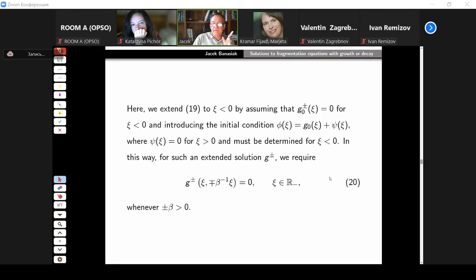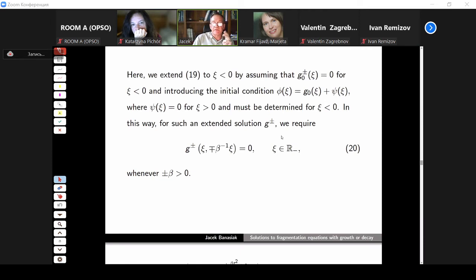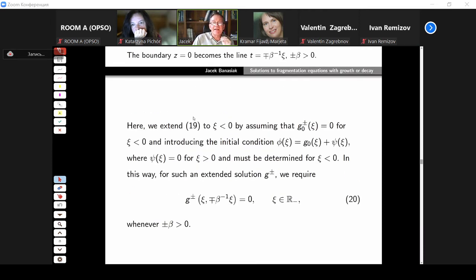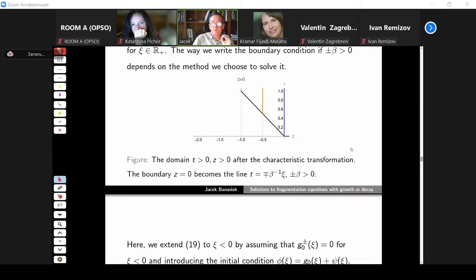And for such an extended solution, we require that at this line here, the solution is equal to 0. So the situation is like that. We have a known boundary condition to the right. So we have essentially a known solution here, and we don't know what is happening here in this part.